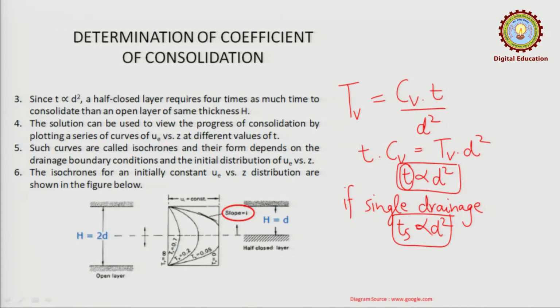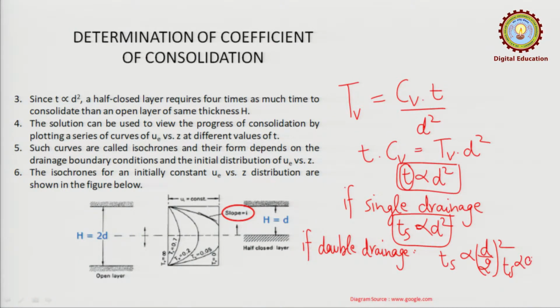While if we consider double drainage, in case of double drainage, what will happen? This will change. Why? d by 2 will occur, so this square will be there. Hence, t will be directly proportional to d square by 4. So, this will be the final expression.